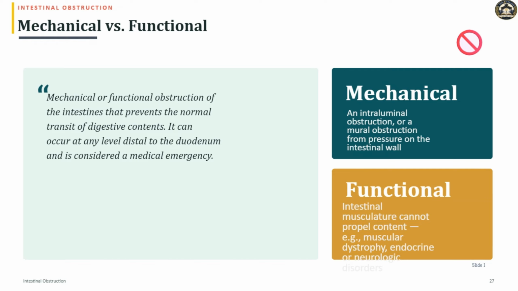Mechanical obstruction involves an intraluminal blockage or a mural obstruction resulting from pressure on the intestinal wall. In contrast, functional obstruction occurs when the intestinal musculature is unable to propel content forward, often seen in conditions like muscular dystrophy or certain endocrine or neurologic disorders.